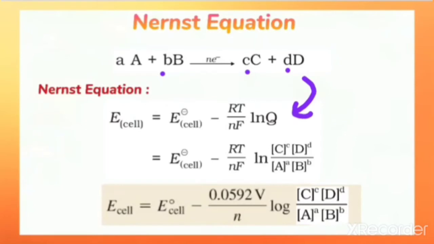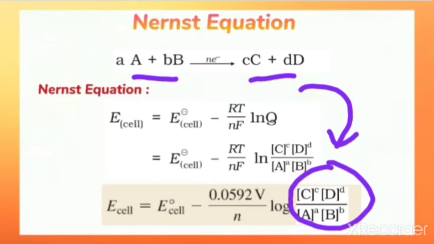So the Nernst equation for this reaction can be represented this way: E cell is equal to E naught cell minus RT by nF ln Q, where Q is what we learned last year, that is the concentration of the products raised to their stoichiometric coefficients divided by the concentration of the reactants raised to their stoichiometric coefficients. That is what we learned last year in the equilibrium chapter.